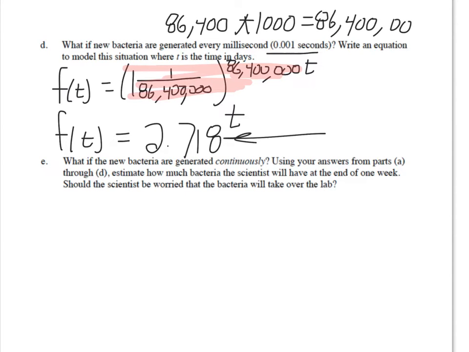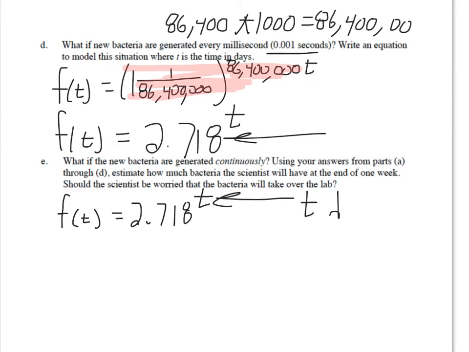So let's take this equation, f of t equaling 2.718 raised to the t. This represents after t days we will have f of t number of bacteria.